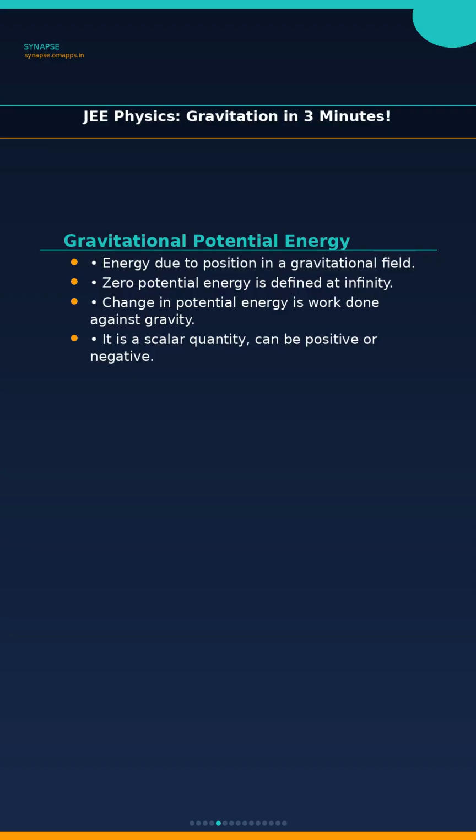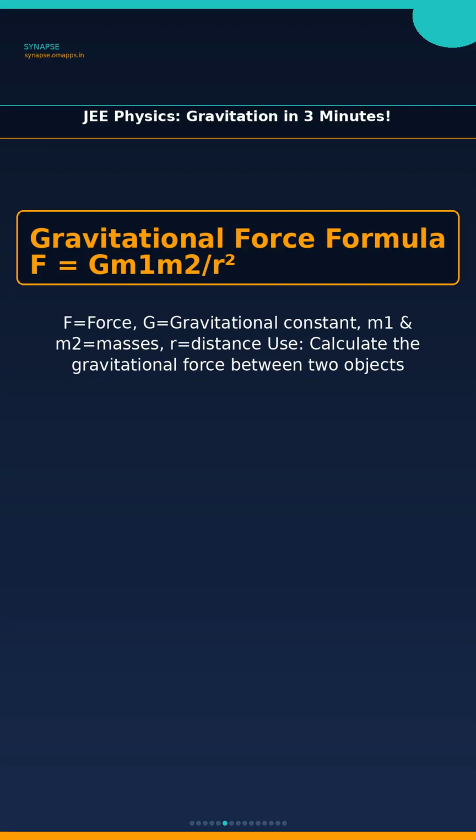Next, we have gravitational potential energy. This is the energy an object has because of its position in a gravitational field. Think of it as the energy it would take to move that object infinitely far away from the source of gravity. Here's a key formula.